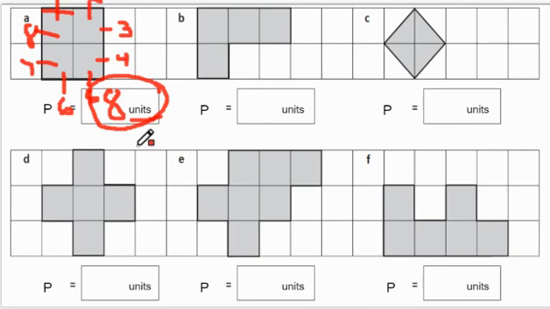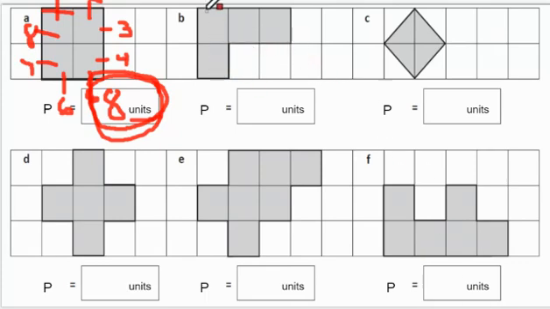Remember with area, we had square units because we're counting the squares. Here I'm not counting the squares, so it's just going to be your straight units. So my answer, the perimeter for this first one is 8 units. Okay, so let's look at B.